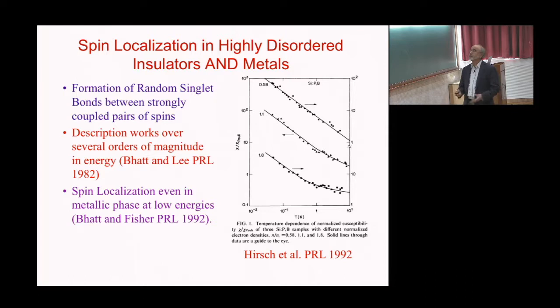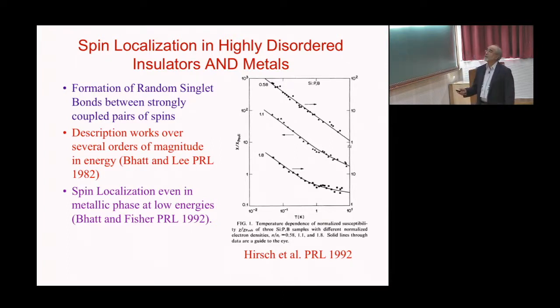20 years later, it turned out that one of the systems in which the metal insulator transition was studied was doped semiconductors. And what you found was, while the conductivity was reasonably well described by field theories based on Anderson's model, the magnetic properties were completely not given by that.